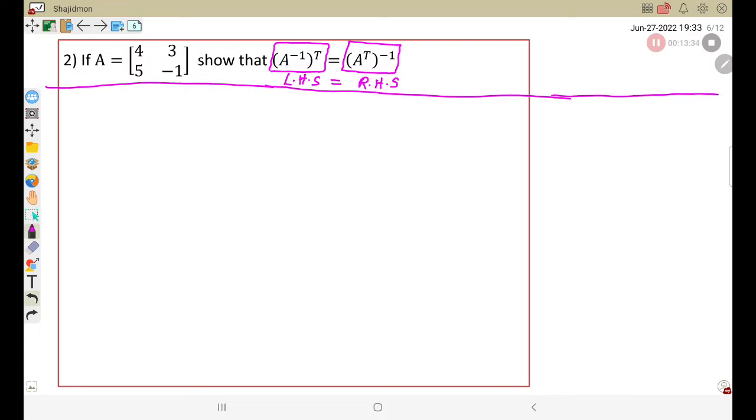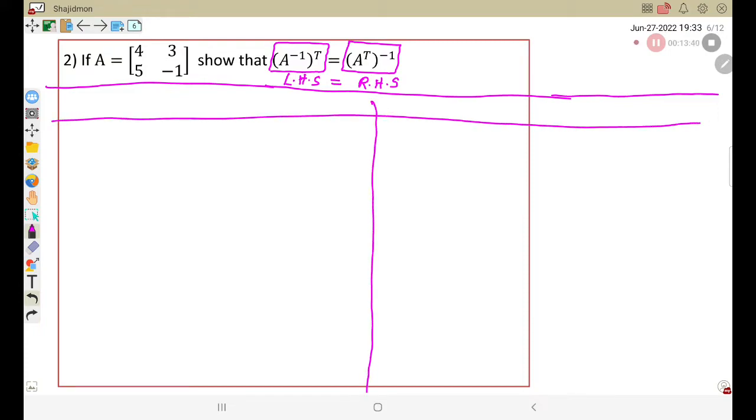So we need to do them separately here. First we will do the left hand side, then we will go to the right hand side. Then we will check whether both are the same or different. Left hand side same as right hand side or not. For the left hand side, we need to do A inverse matrix transpose. First we need to find A inverse, then we need to find the transpose. We studied how to find the A inverse of a 2 by 2 matrix. Then we need to calculate the transpose of that matrix. This is the left hand side. What is the right hand side?